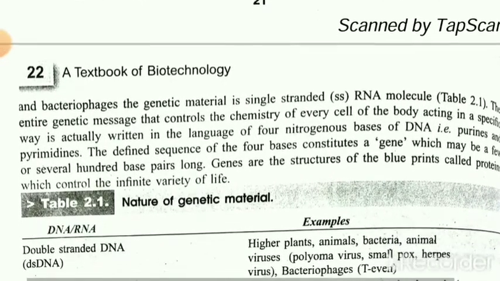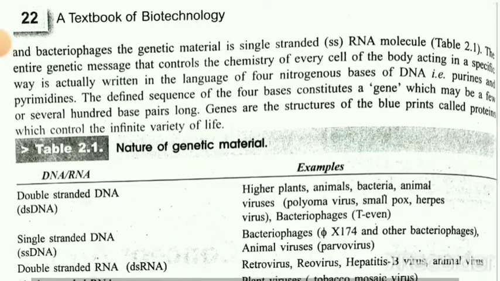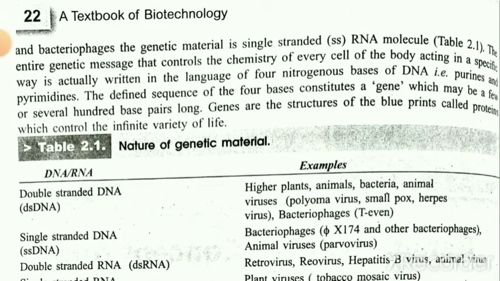The entire genetic message that controls the chemistry of every cell of the body, acting in a specific way, is actually written in the language of 4 nitrogenous bases of DNA, i.e. purines and pyrimidines. The defined sequence of the 4 bases constitutes a gene, which may be a few or several hundred base pairs long. Genes are the structures of the blueprints called proteins which control the infinite variety of life. See Table 2.1. Nature of genetic materials.